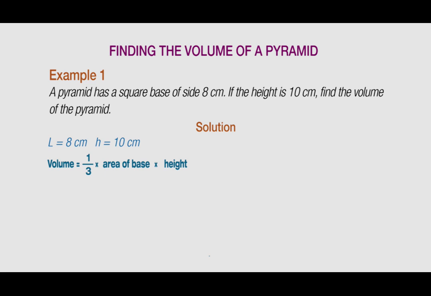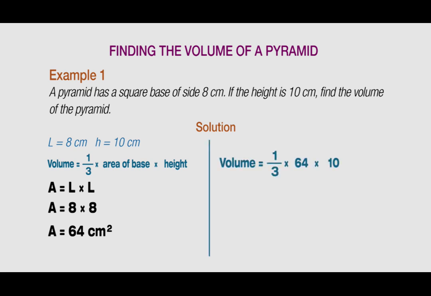From the question, since the base is a square, we find the area of the base as A equals L times L. And that will give us A equals 8 multiplied by 8, which is A equals 64 centimeters squared. Therefore, the volume is equal to 1 over 3 multiplied by 64 multiplied by 10. And you can simplify that to 640 divided by 3, which gives us V equals 213.33 centimeters cubed.